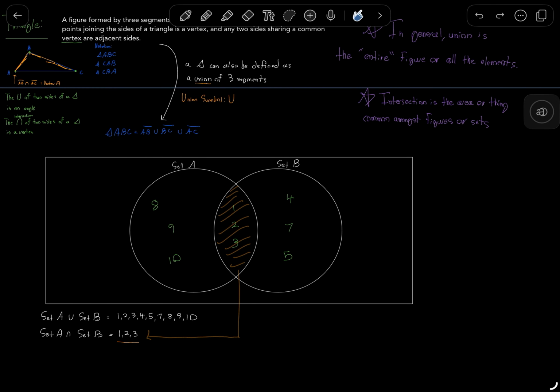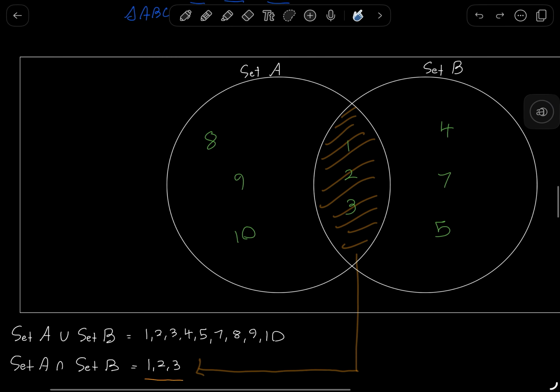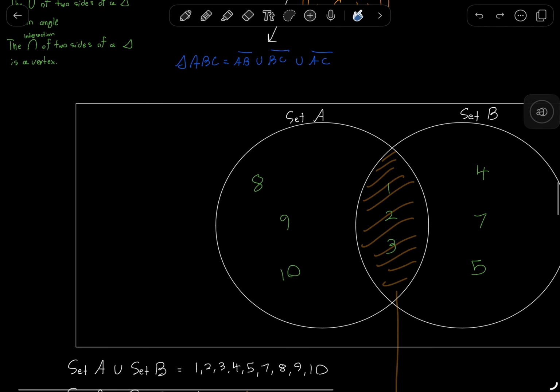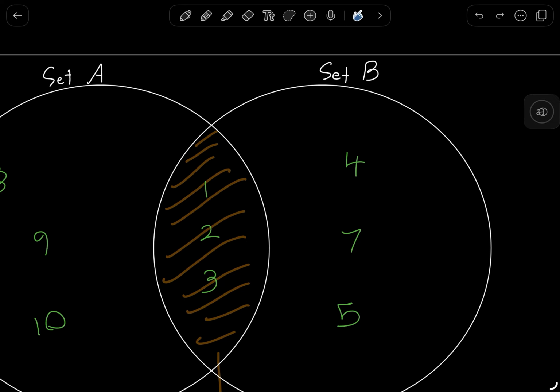And just in case you still don't understand those concepts, I think the best way to understand this is with a Venn diagram. So let's say you have this Venn diagram, and you have these two different sets that contain natural numbers. Set A has numbers 1, 2, 3, 8, 9, 10, and set B has numbers 1, 2, 3, 4, 7, 5.